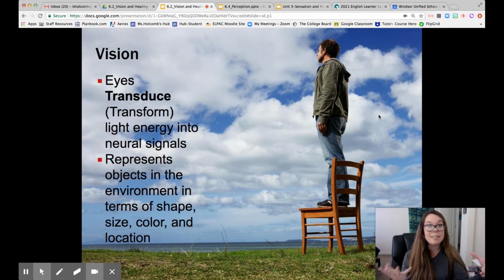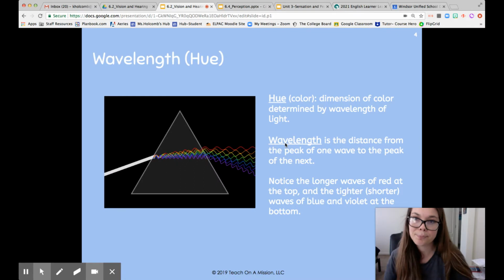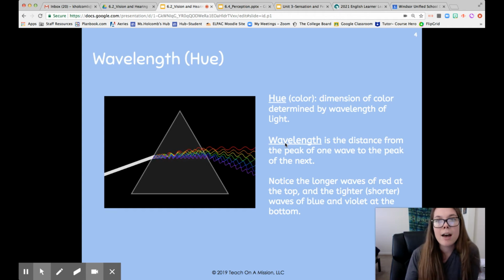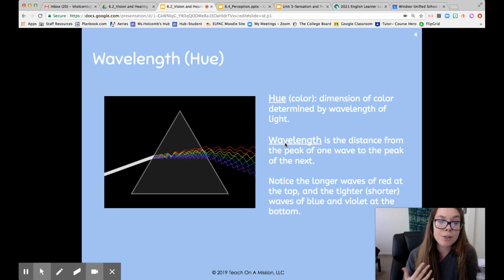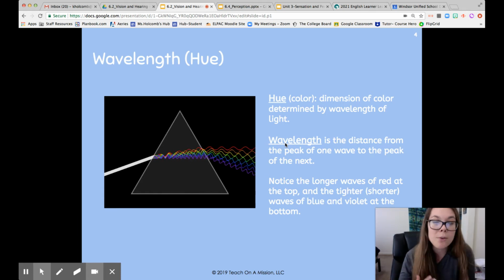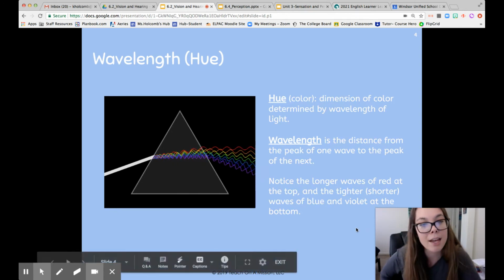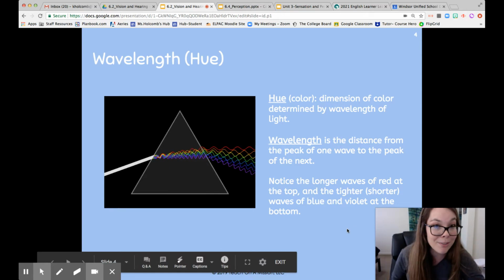Our eyes can see it, right? And kind of thinking about what we see, going to the biological steps of it, we have wavelength and hue. So hue is the color, a dimension of color determined by the wavelength of light that is showing. And a wavelength is the distance from the peak of one wave to the peak of the next, right? So if you notice as you look at this, the larger waves of red are at the top, and then there are tighter waves at the bottom, and that is how we are portrayed with color, right?